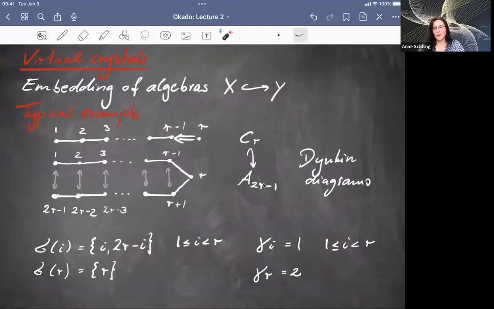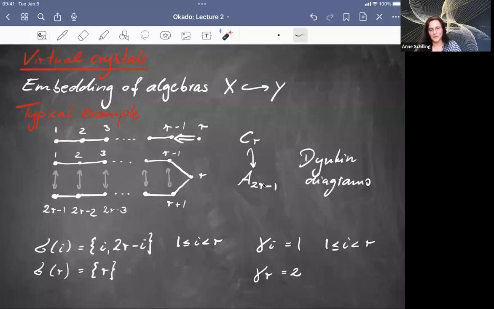Okay, so what we want to do now is analyze these elements in the crystal, these highest weight elements of weight 0. The way that we are going to do that is by looking at virtual crystals. The reason I want to look at virtual crystals is because a lot of things are already known for type C, and we are going to use certain embeddings of type B into type C to analyze these crystals. So let me now explain what I mean by a virtual crystal.